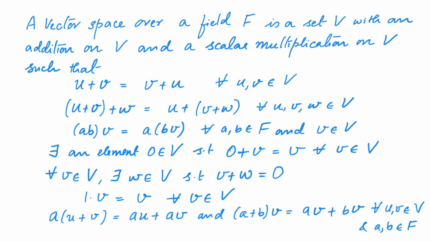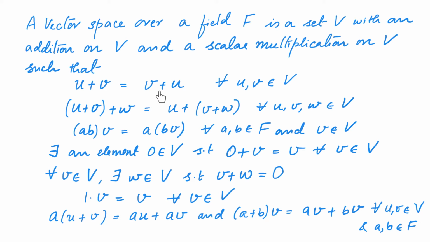Now we can define a vector space. A vector space over a field F, here you should think of F as R or C, is a set V with an addition on V and a scalar multiplication on V, such that the addition and scalar multiplication satisfy some properties. These properties are inspired by the properties that are satisfied by Rn or Cn. The properties are as follows.